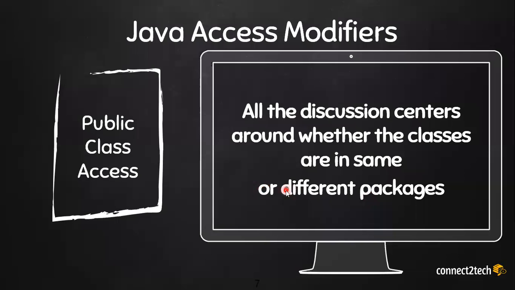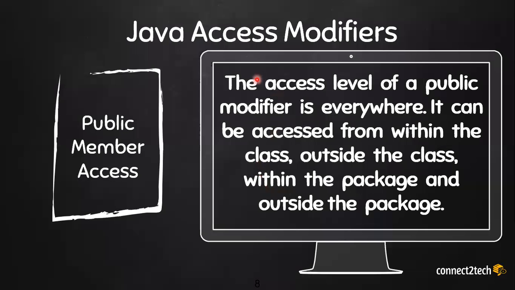So let us go to the next slide. Now the access level of the public modifier is everywhere. It can be accessed from within the class, outside the class, within the package, and outside the package. So first what I'm going to do is take a single package, have a class in that and another class, and try the access within the same class. So first let's try out that.